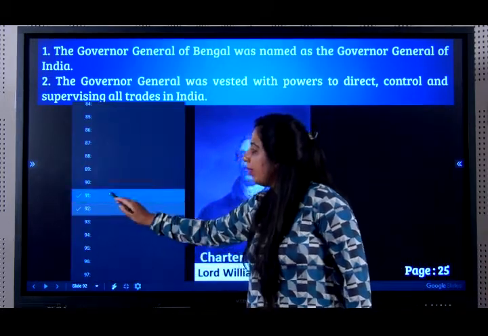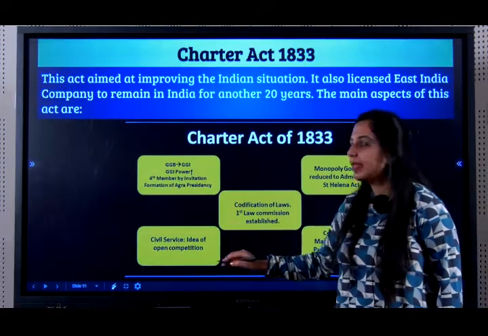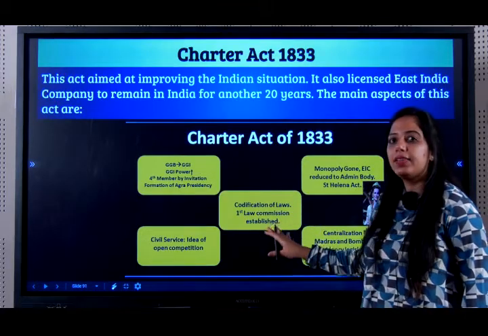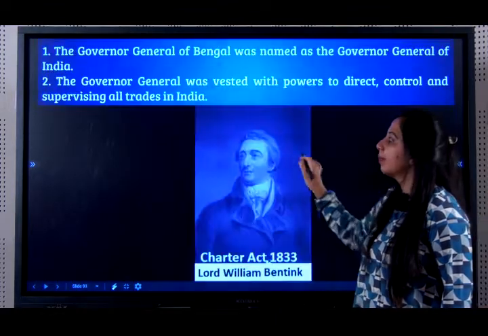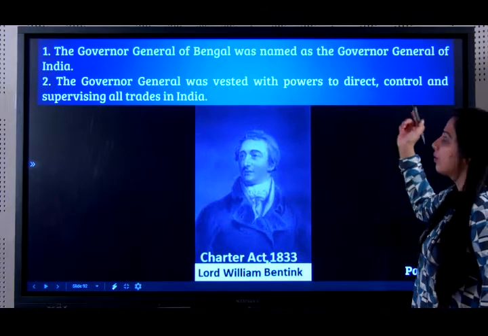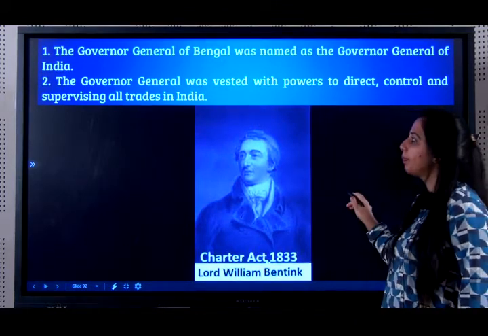Students, this mind map will be uploaded in the mind map section. If you all want to learn the points easily, you can just look at these 5 points here, and in a very easy way you will be able to remember and revise. The Governor General was vested with powers to direct, control and supervise all trades in India.